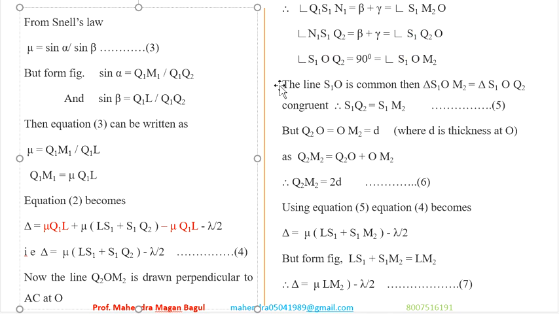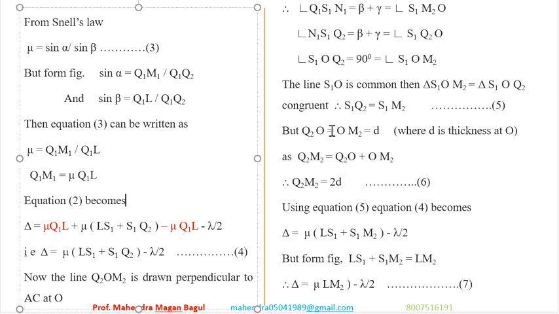Also, due to perpendicular at the point O, it forms a 90-degree angle, that is angle S1OQ2 is equal to 90 degrees, which is equal to angle S1OM2. Also, the line S1O is common between the two triangles. Triangle S1OM2 is congruent to triangle S1OQ2, having similar sides. Therefore, you can write S1Q2 is equal to S1M2.